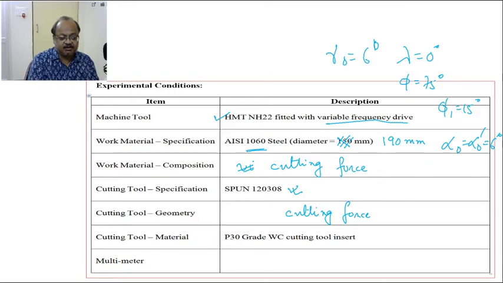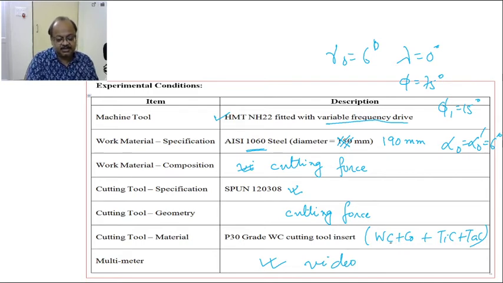So this is the composition. This is a P30 grade. So this P30 grade is nothing but tungsten carbide plus cobalt, plus there is some amount of titanium carbide and tantalum carbide. What kind of multimeter has been used, that would be shown in the demo video, not only within this PowerPoint presentation, but also I will be separately uploading a demo video. There, if you look at the video, you will get to know what is the multimeter which has been used.